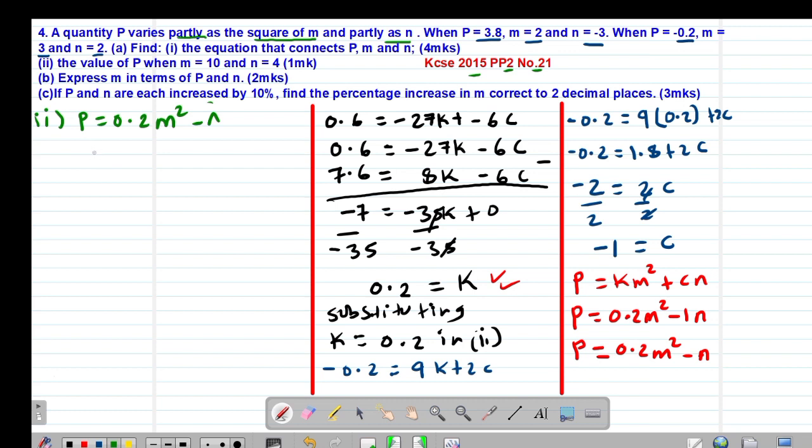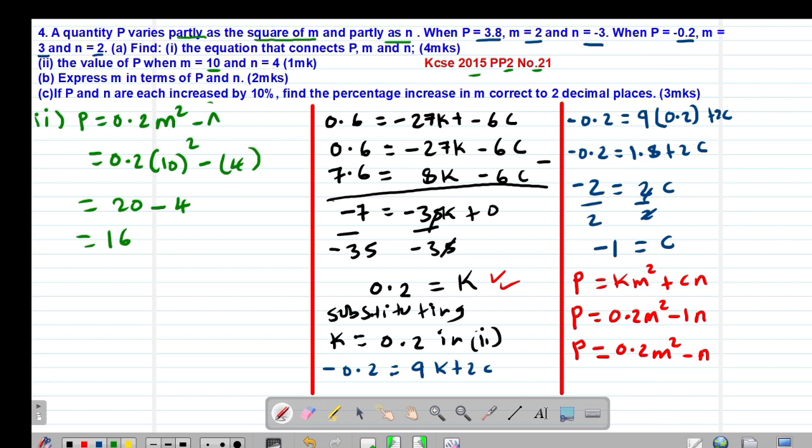So this will be equal to 0.2 into m. I'm told to find p when m is 10, so this will be 10 squared, then of course minus n. My n is actually 4. So this will be given by 0.2 multiplied by 10 squared. I'm going to get positive 20. So this is 20, then of course minus 4, which is going to give me a positive 16. So that is the value of p when m is 10 and n is 4.